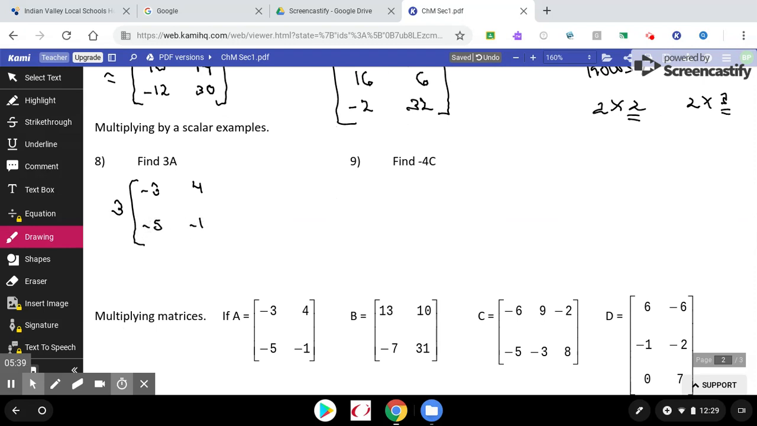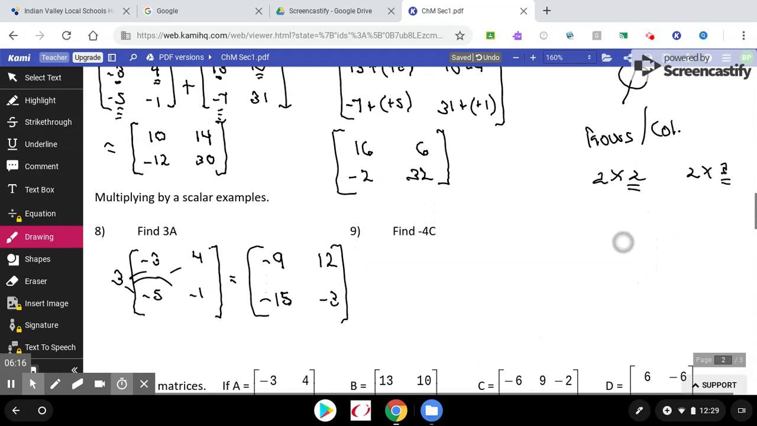So you might be saying to yourself, no, really? It's that easy again? And the answer is yes, it's that easy. So I'm just going to distribute every one of these. So I'm going to go 3 times that guy, 3 times that guy, 3 times that guy, 3 times that guy. So 3 times row 1, column 1 is -9. 3 times row 1, column 2 would be 12. 3 times the bottom left corner would be that. And 3 times the bottom right corner would be that. And that's it.